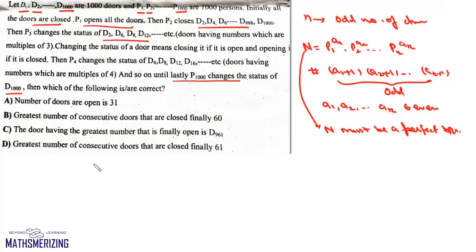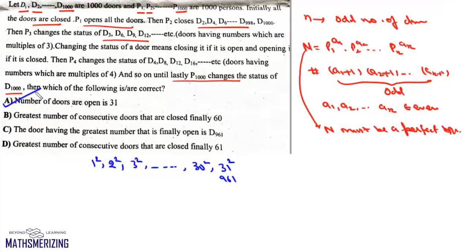So such doors are 1 square, 2 square, 3 square and then 30 square is 900, and then 31 square, which is 961. So overall there will be 31 doors which are open. So the number of doors which are open is 31, and that's your option A.